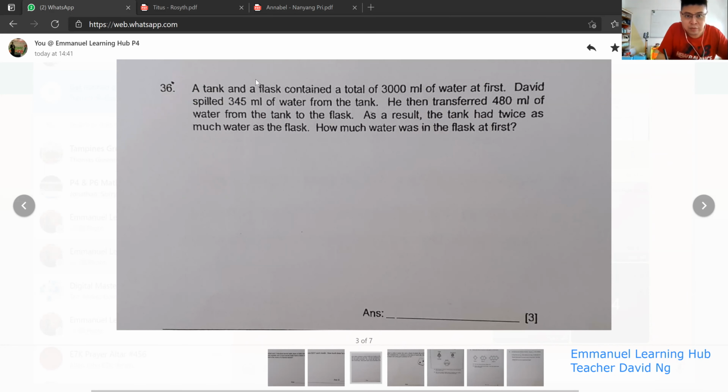So this one you have to draw a model. Okay, let's draw my model. I draw the "at first." At first you have the tank. This one you have to draw slightly longer because he spilled 345 ml of water from the tank. Then you have the flask. From the tank to the flask. The flask originally has some water, I do not know how much. So this is the "at first" that you draw. Then after that, you have an "after."